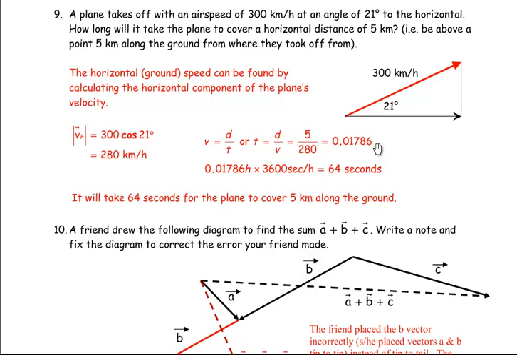Now, if somebody asked you this, like a pilot, for example, you probably wouldn't tell them it's 0.01786 hours, because, well, how long is that? A more reasonable amount of time would be to put that in minutes or seconds. So I'm going to convert it to seconds here. There's 3,600 seconds in an hour. 60 seconds in every one of the 60 minutes. 60 times 60 is 3,600. So if you multiply those together, you get 64. So it's just over a minute. So it's about 64 seconds it would take for that plane to travel 5 kilometers horizontally along the ground.